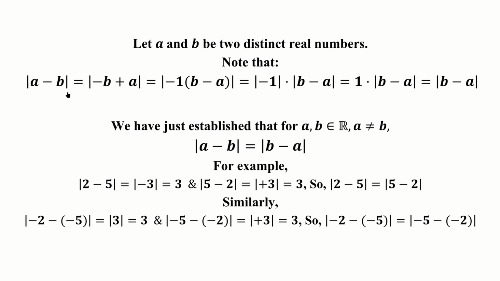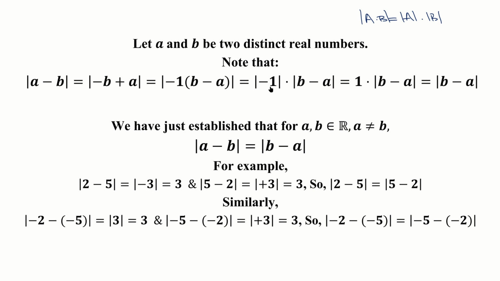Note that the absolute value of a minus b can be written as the absolute value of negative b plus a, right? We're just changing the order of these with the commutative property of addition. So notice that here I can factor out a negative 1, and that leaves me b minus a, right? And if I go ahead and break this up, because remember, this is true: if you have the absolute value of a times b, you can write that as the absolute value of a times the absolute value of b, okay? So that's what we're doing here.